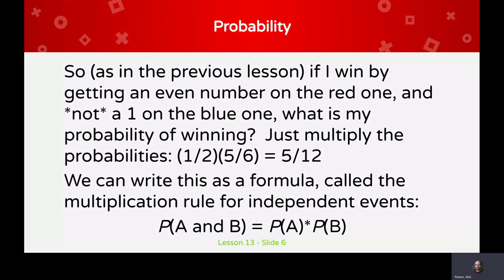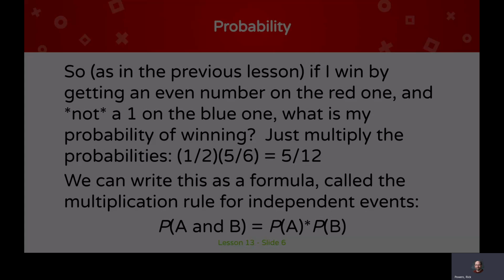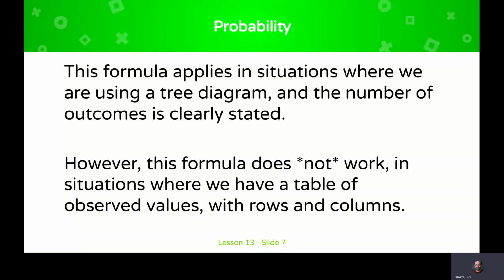This formula applies in situations where we're using a tree diagram and the number of outcomes is clearly stated. However, this formula does not work in situations where we have a table of observed values with rows and columns.